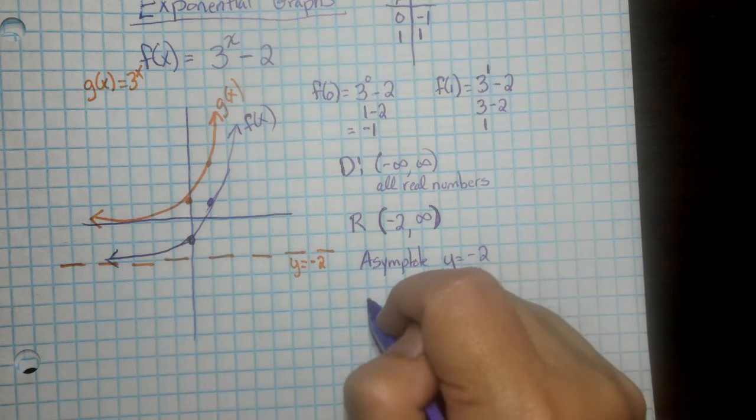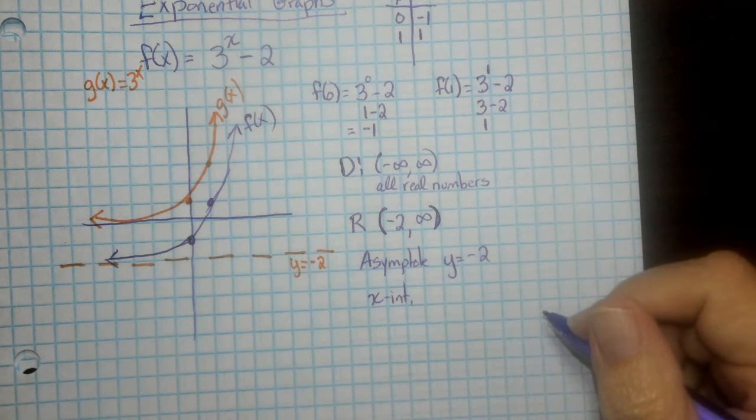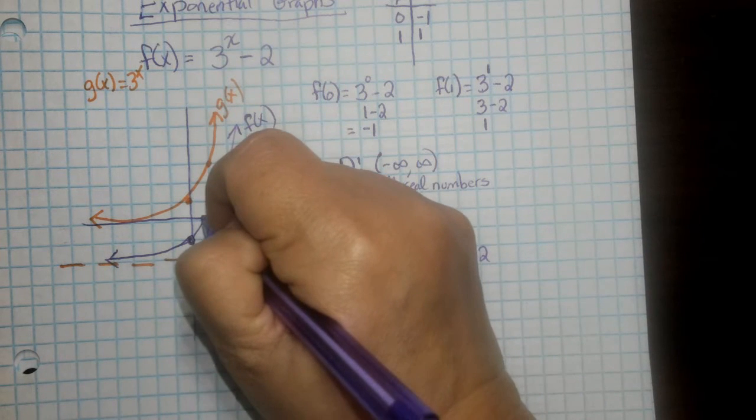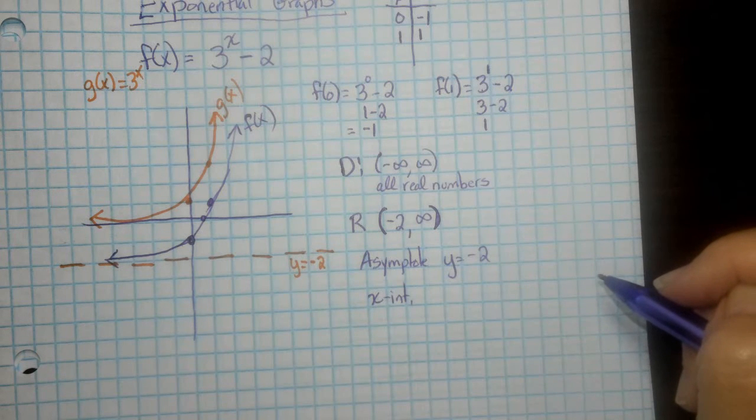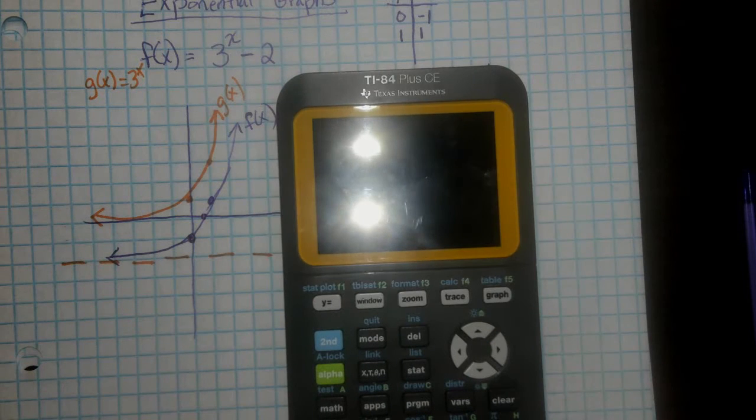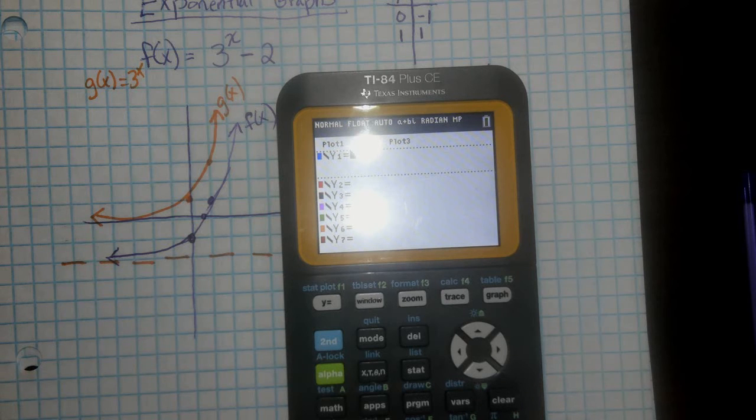Intercepts are important to note. So where's our x-intercept? Our x-intercept is right here, somewhere between 0 and 1. I'd actually let the calculator tell me that x-intercept. Do you guys know how to do that? Everybody grab a calculator. I'm going to go to y equals, and I'm going to type in my function, 3 to the x power minus 2.